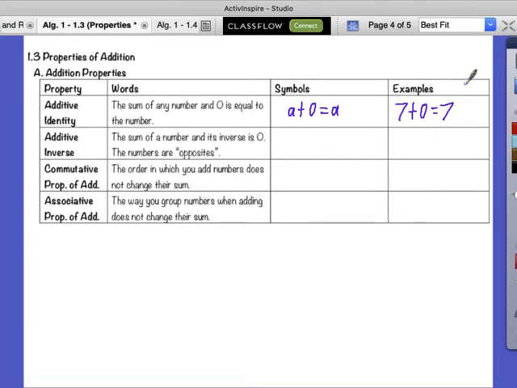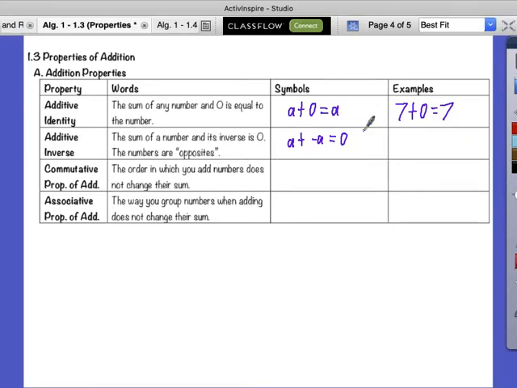So then we have the additive inverse. Does anyone know what inverse means? Opposite. Yeah, it really means you're doing the opposite. So the additive inverse: the sum of a number and its inverse is 0. It gets us back to the identity. The numbers are quote-unquote opposites. So if we had a plus a negative a, we would get 0. We take any number and add the negative version of that number, we get 0.